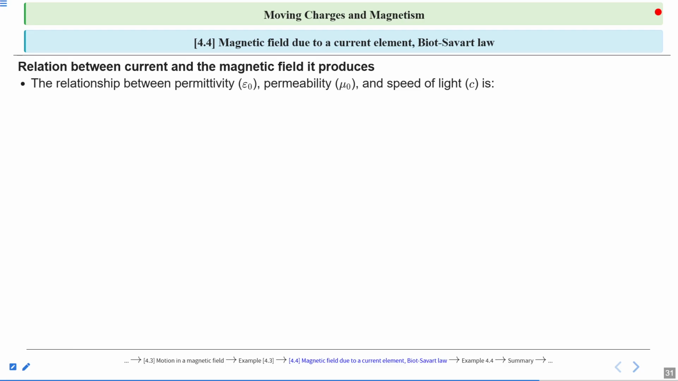So what is the relationship between permittivity epsilon naught, permeability mu naught, and speed of light c? There is a relation between all three variables. Take the product of epsilon naught and mu naught. You can multiply it with 4 pi and divide it by 4 pi, so it will become 4 pi epsilon naught and mu naught upon 4 pi.